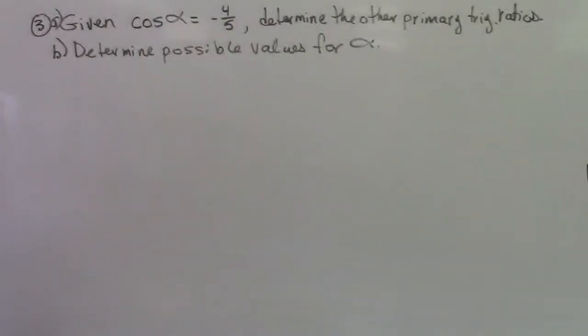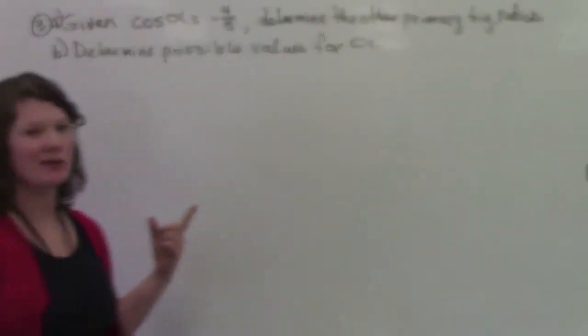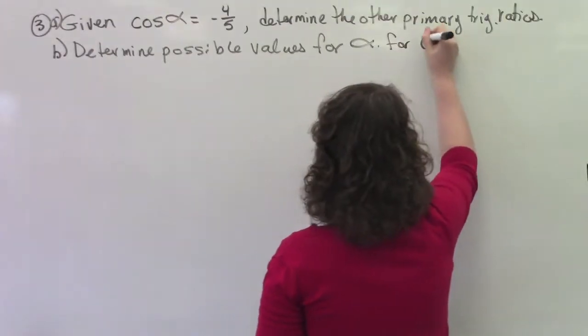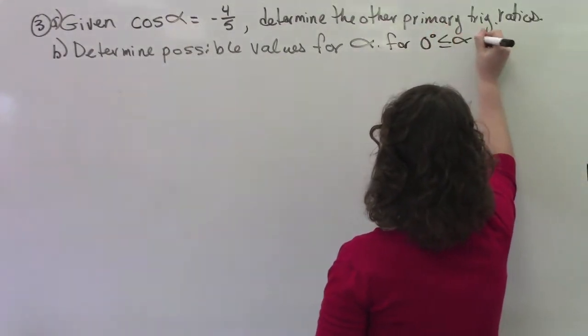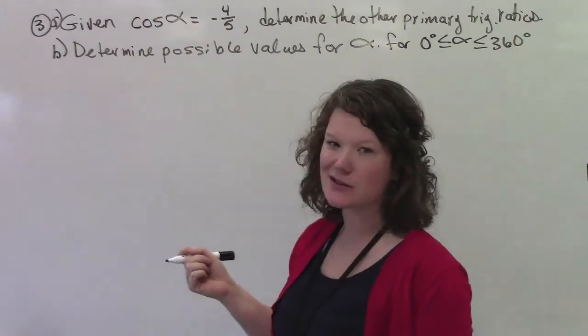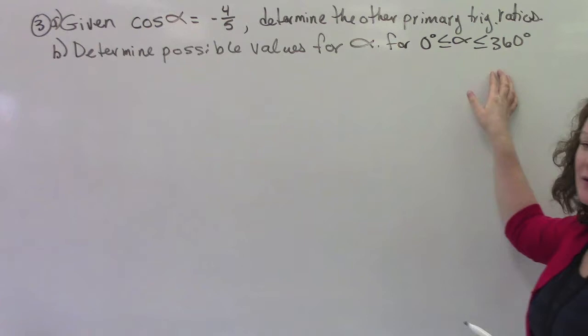Example number 3. Given that cos alpha is negative 4 over 5, A, determine the other primary trigonometric ratios, and B, determine the possible values for alpha between, or for, 0 less than or equal to alpha less than or equal to 360. So what's that? That's just asking for an angle that's between 0 and 360.